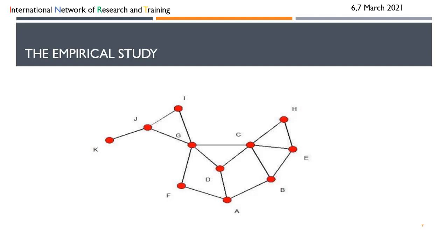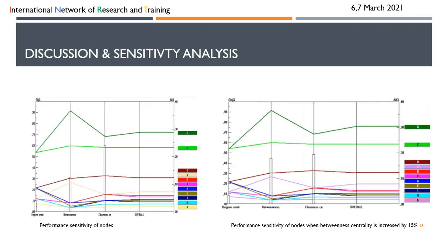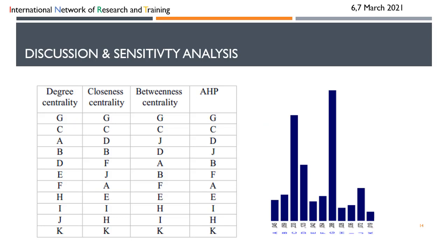Then nodes C, D, and G are the following. Effectively, they are more important due to their closeness to the most central node G, and nodes B, F, I, H, and K are classified at the back of the network on account of their position at the periphery of the network.